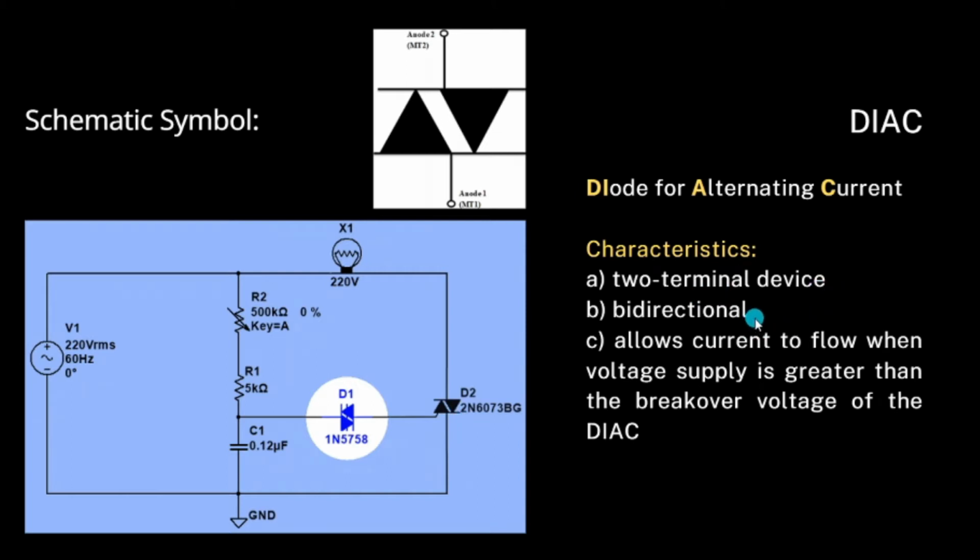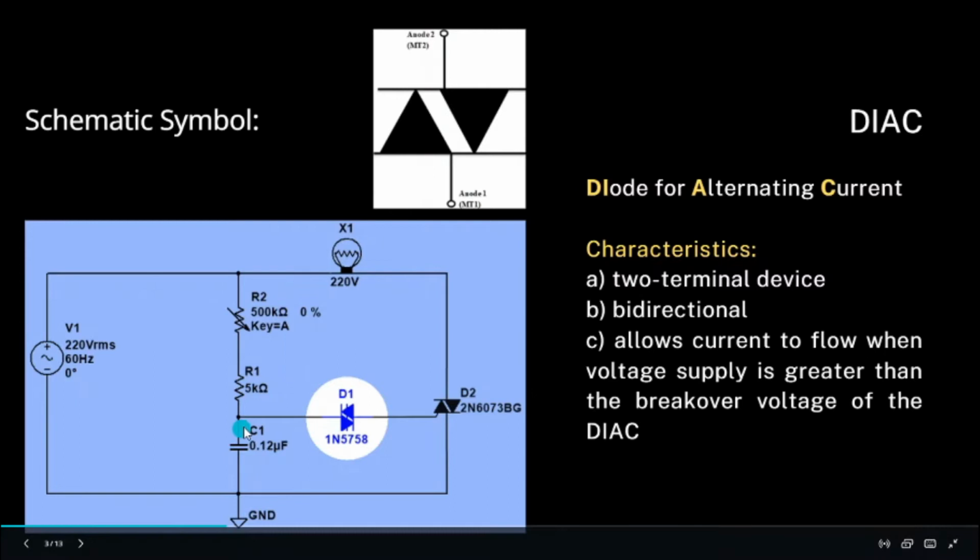It is bidirectional, meaning the alternating current can flow whether it's the positive half cycle or negative half cycle. And letter C, it allows current to flow when the voltage supply is greater than the breakover voltage of the DIAC. So we have discussed here a technical specification of a DIAC, meaning this DIAC will only conduct, the current will only flow, once the voltage supply is greater than the breakover voltage.